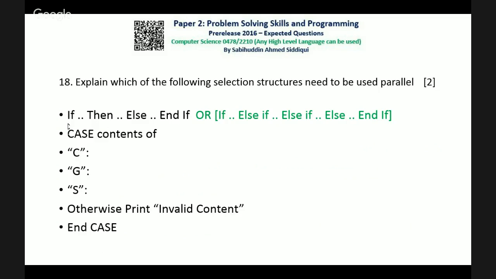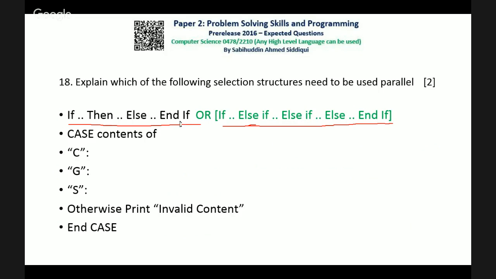So you can use the straightaway if structure, if then else, or if else if, in case that something is being tested repeatedly. That means if you are checking the content repeatedly, you can use if content equals C and something like that, else if content equals G and something like that, else if content equals S, and so on. So this structure will keep on continuing and will help ensure to test the contents.